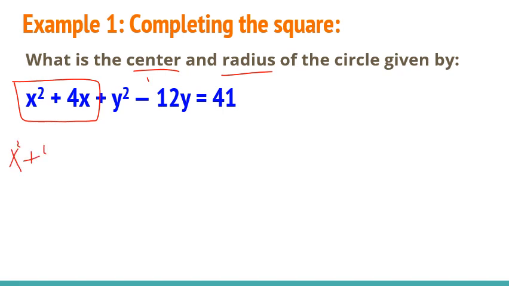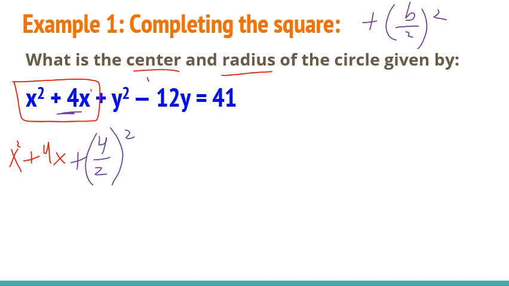I need to do something called completing the square. The way you complete the square is by adding the b value divided by 2, squared. That's going to give us a perfect square down here. So let's do that. The b value is whatever number is in front of your single power term. So I'm going to add 4 divided by 2 squared.